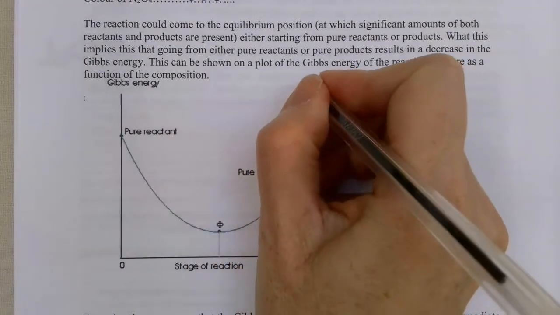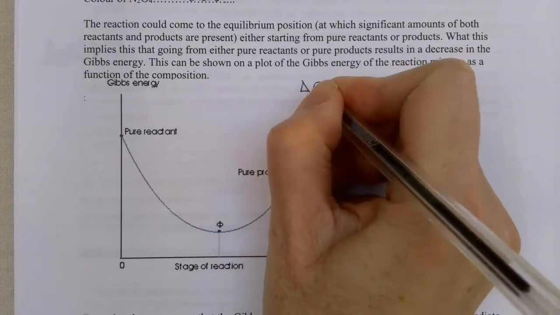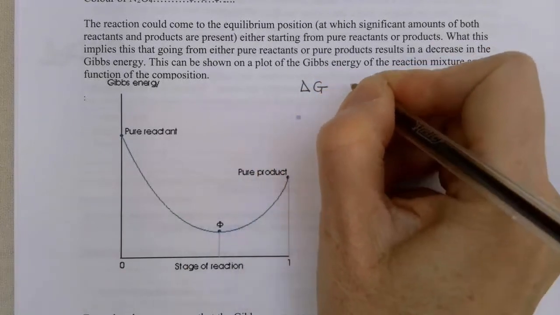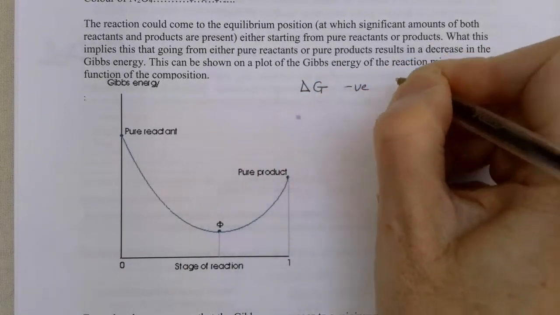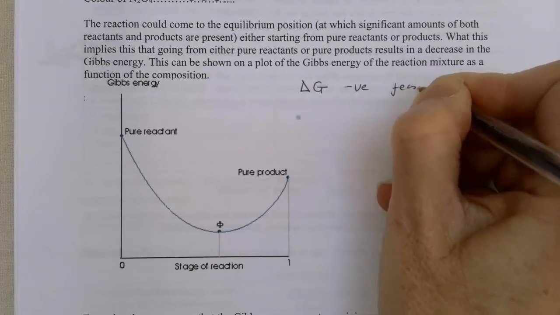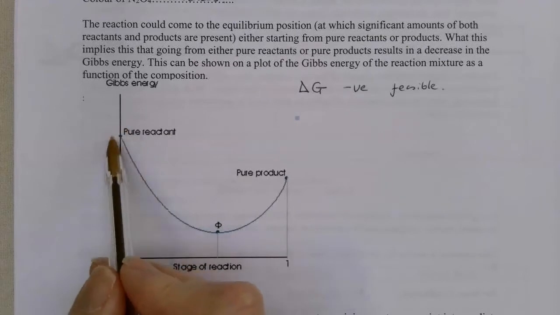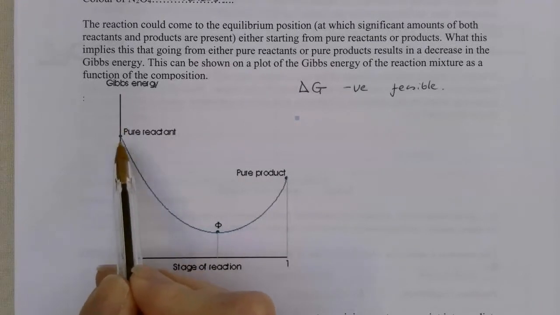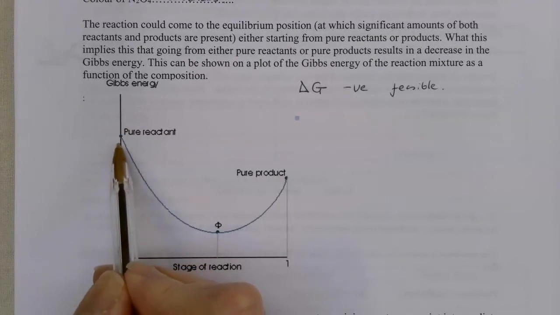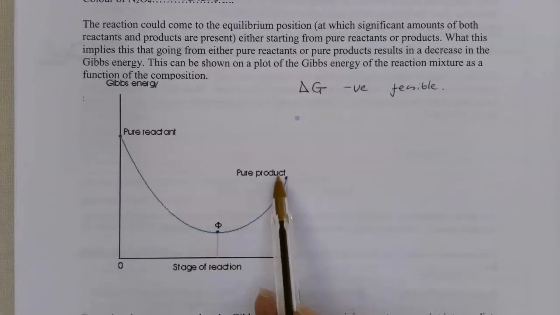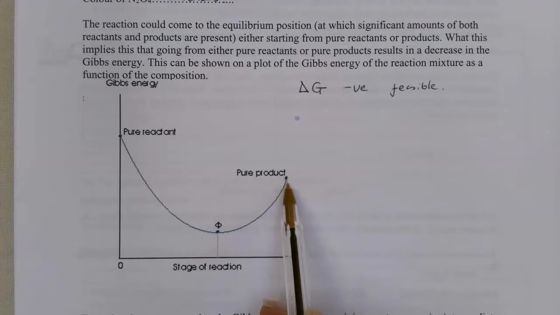We should remember from our entropy notes that if delta G, the change in Gibbs, is negative, we say the reaction is feasible. Any reaction that results in a negative delta G value will go, and anything which has a positive delta G value will not. So here I have pure reactants. This is 100% reactants, no products. Here I have 100% products and no reactants.